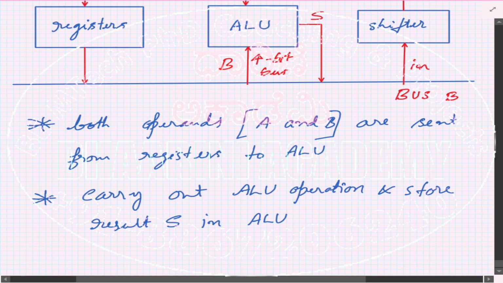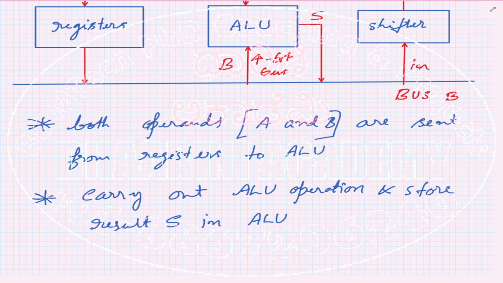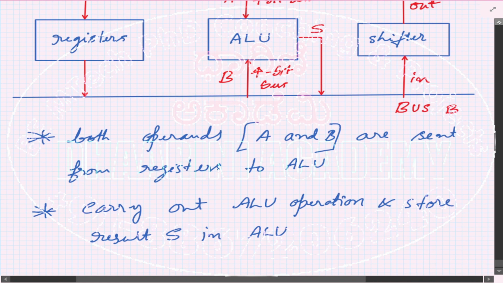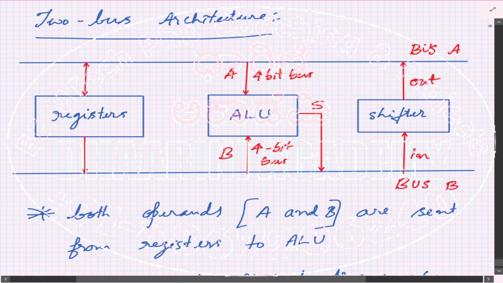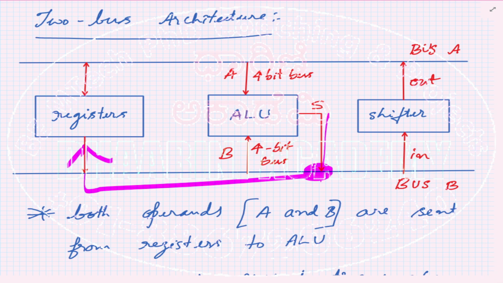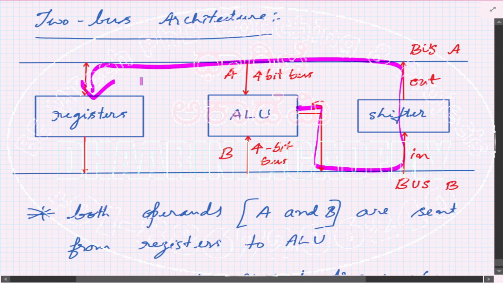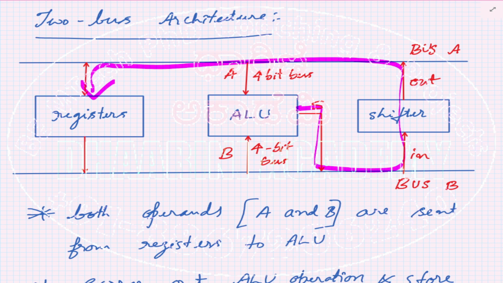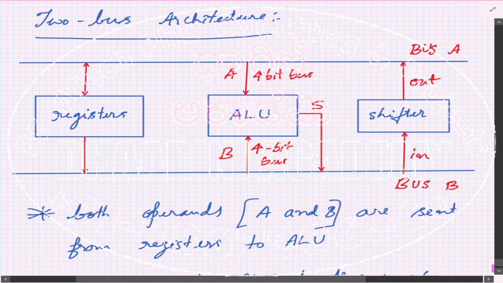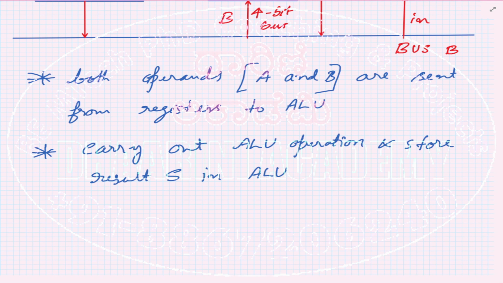Temporarily you will store it in ALU, but you see that the result is passed through the shifter and it will go back to the register. We know that it has to pass through the shifter only before it goes back to the register. The S is available here, but it will not go back in this path. It's not allowed as per this architecture. This result S will go through the shifter and then it goes back to the register. So in this two bus architecture, we follow this particular technique.